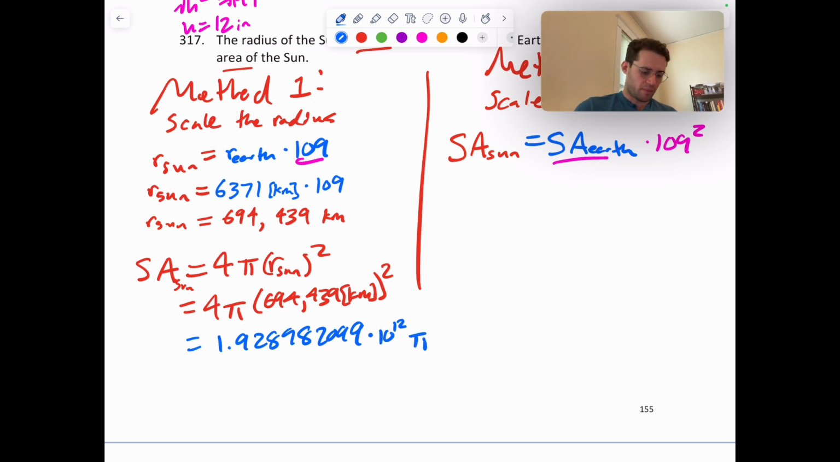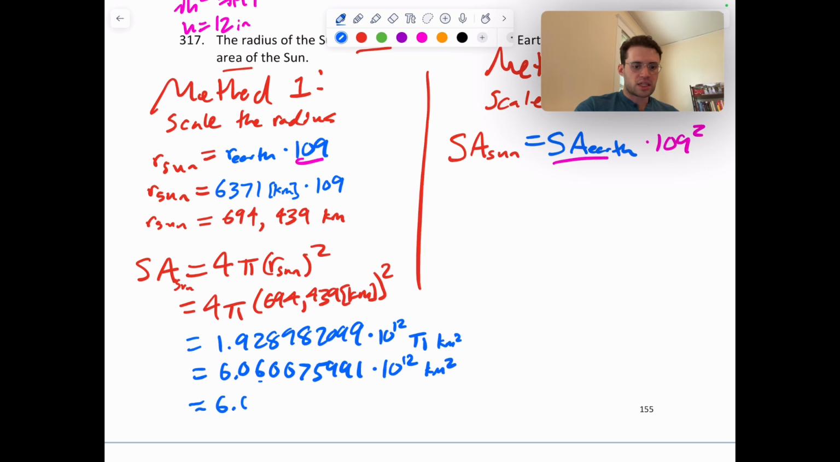Let's just multiply that by pi. Since we're already rounding, we might as well round it in terms of pi. And this gives us 6.060075991. Again, this is E12, so that's times 10 to the 12th power. Our units are kilometers squared. All right, so if we round that to maybe the hundredths place, it would be 6.06 times 10 to the 12th square kilometers for the surface area of the sun.